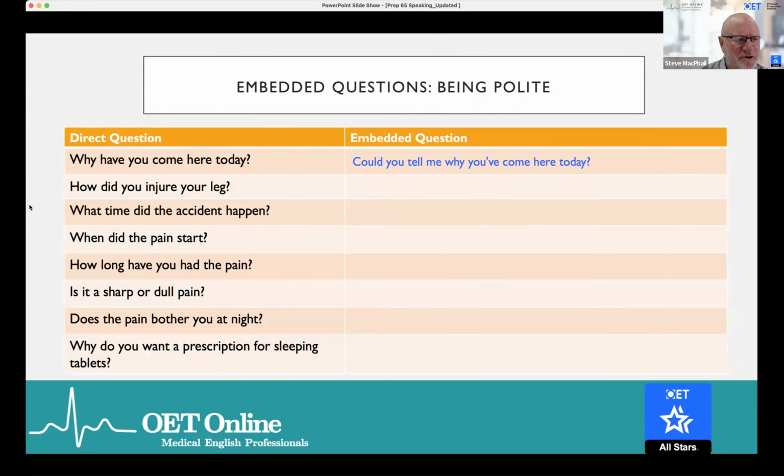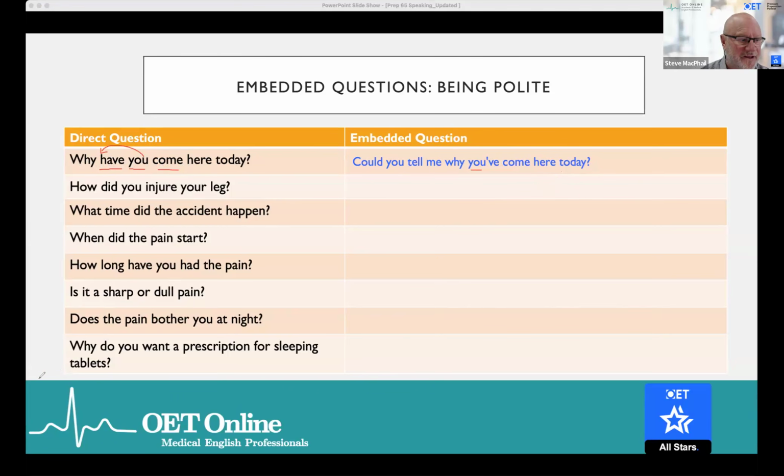All right, so what have we changed here to make this different? Well, it's these two words, you and have. Can you tell me why you, and we've got here why have you? So we've changed the order. We've put the you before the have. Can you tell me why, this is a contraction, why you have, why you've come here today? So we change the order.